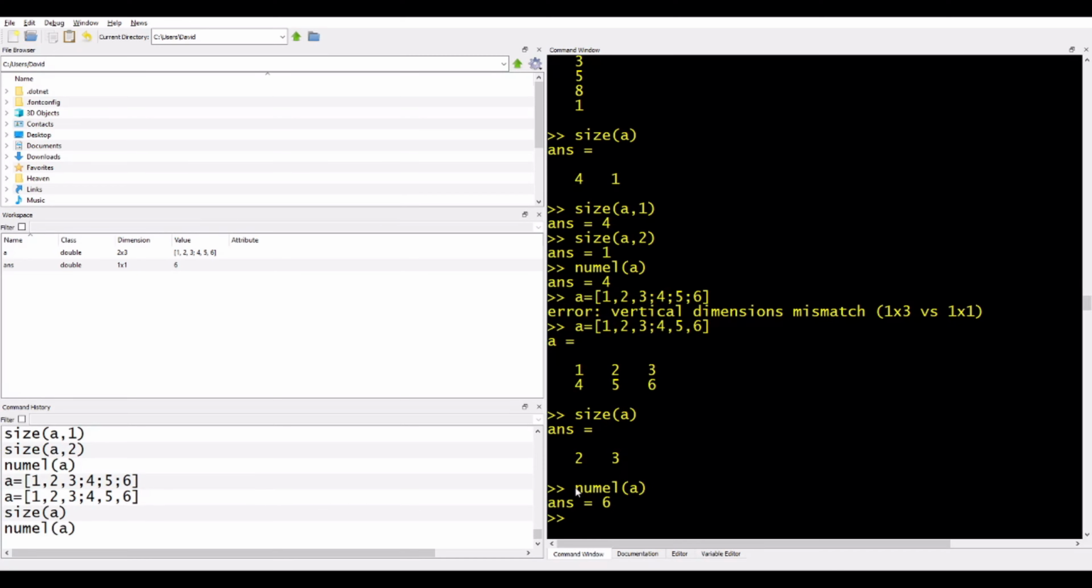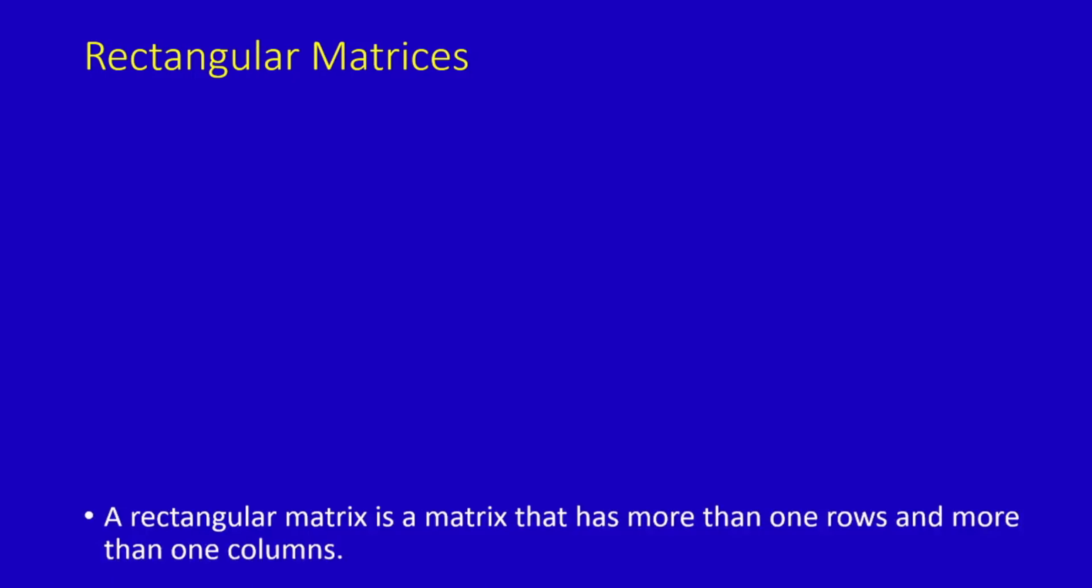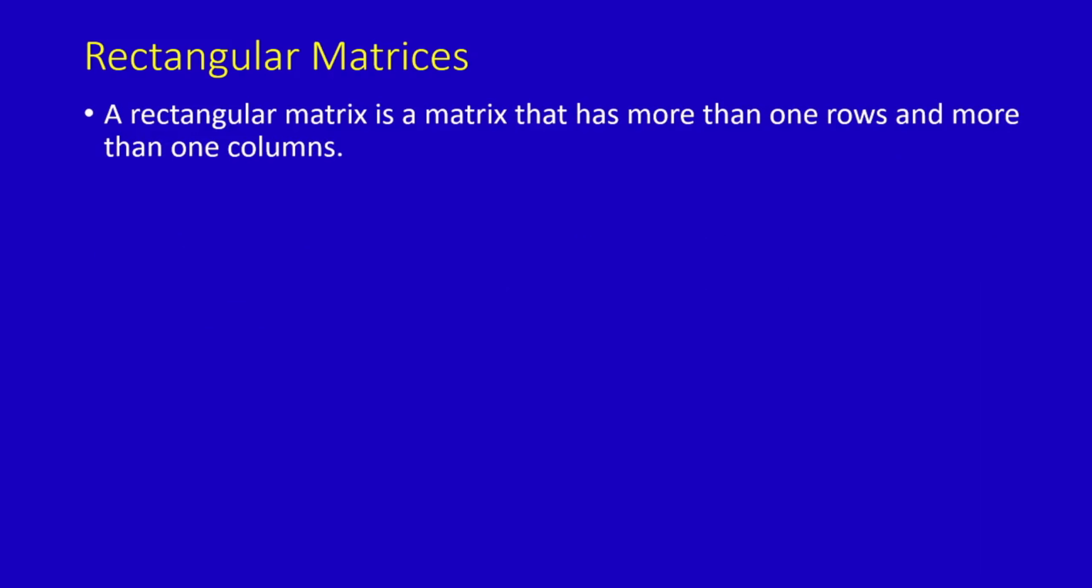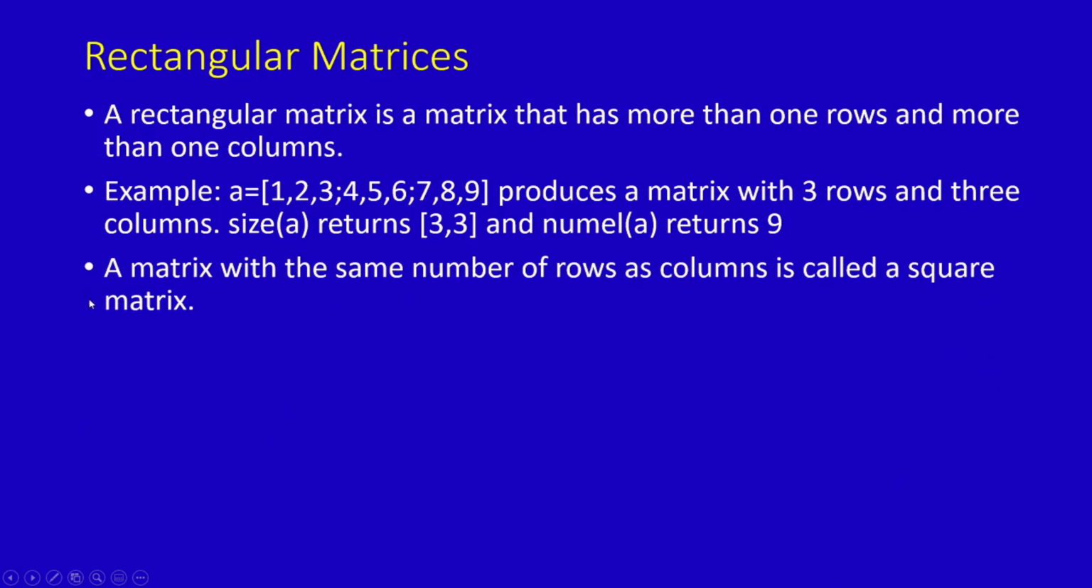So if you want to know if it's a row vector or column vector, you want to iterate through it, you might use numel instead of size, because then you don't care whether it's a row or column vector. But that's what this is good for. So I just hinted that you can also have rectangular matrices. Basically, a rectangular matrix is a matrix that has more than 1 row and more than 1 column. Here's an example of a 3 by 3, 3 rows, 3 columns. Size A returns 3, 3, numel A returns 9. A matrix with the same number of rows as columns is called a square matrix.